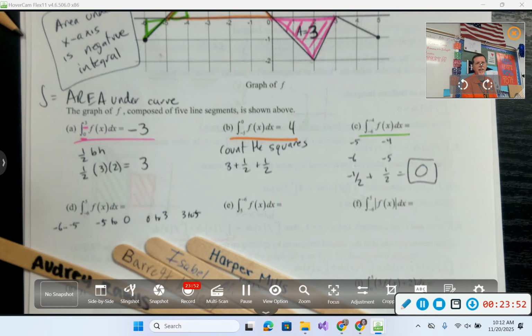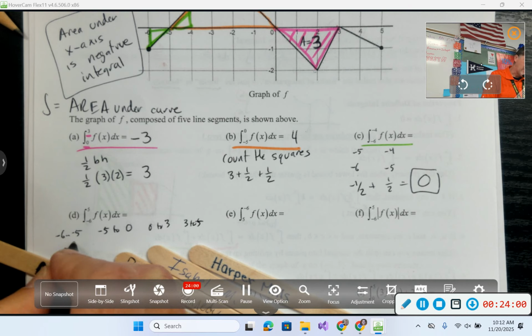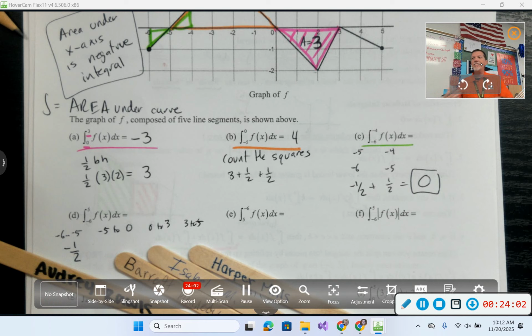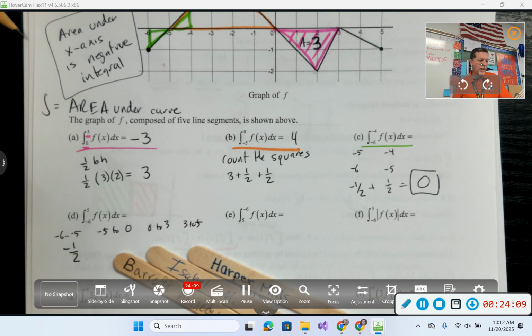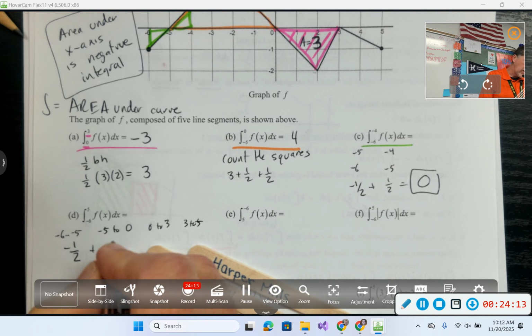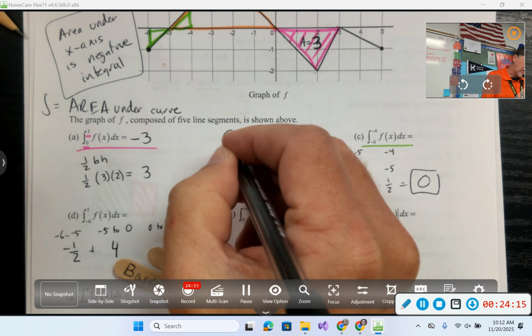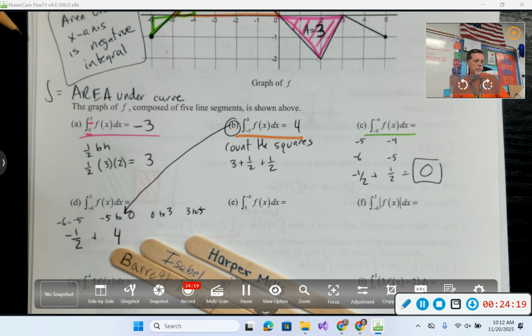Audrey, how about from -6 to -5? What's that integral equal to? It's -1/2. Good. That one's -1/2. So it's a triangle that has an area of 1/2, but it's below, so it's negative. Barrett, how about the area from -5 to 0? 4. That's 4. That's the one that you saw earlier. In fact, that was question B. Was the area from -5 to 0?